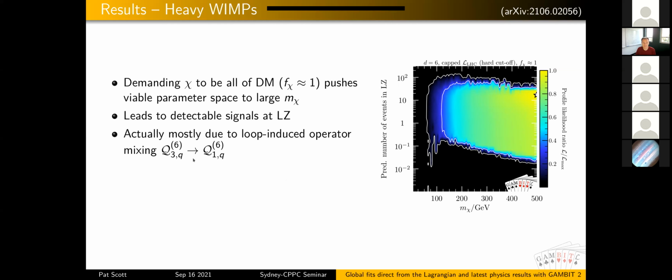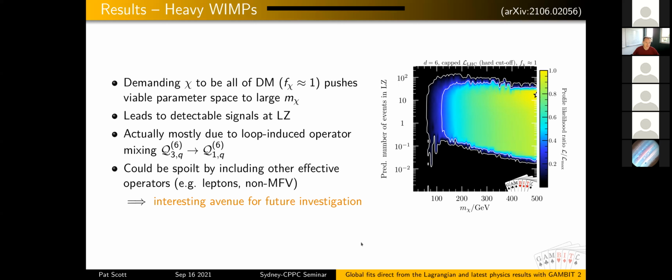This is where you have a non-zero Q36 that mixes into Q16. So even if the Wilson coefficient for Q16 is zero, you still get it generated via this operator mixing. And just to remind you, this Q16 is the vector interaction, so the spin independent unsuppressed interaction.